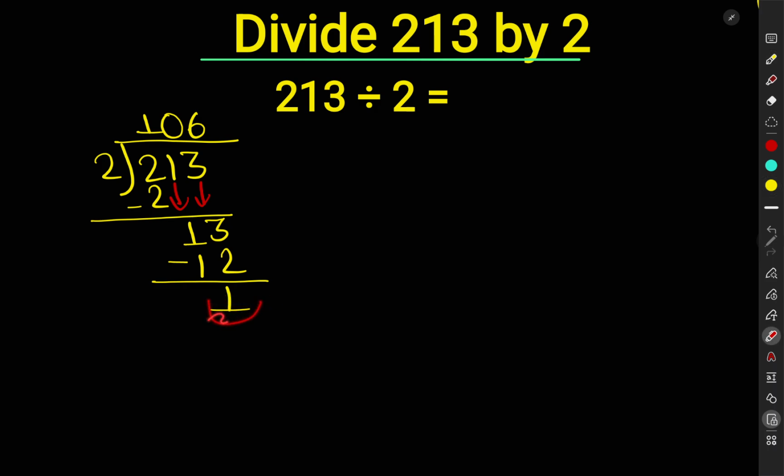So now this 1 is less than 2 and there is no other number beside. So we put here decimal so that we take here 0. So now it became 10 and 2 times 5 means 10. On subtracting we get 0. So 213 divided by 2 is 106 decimal 5.